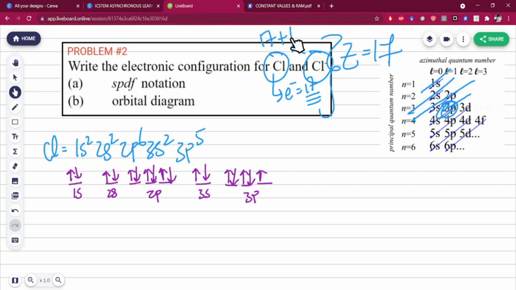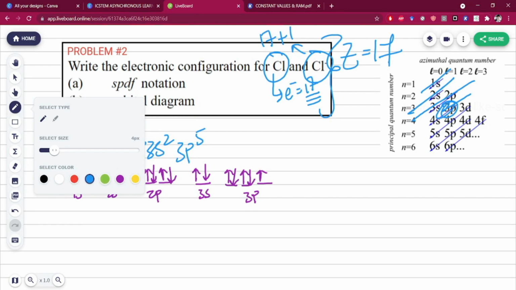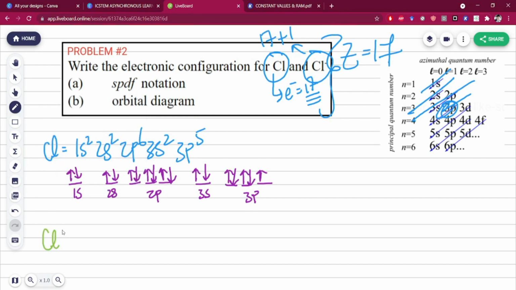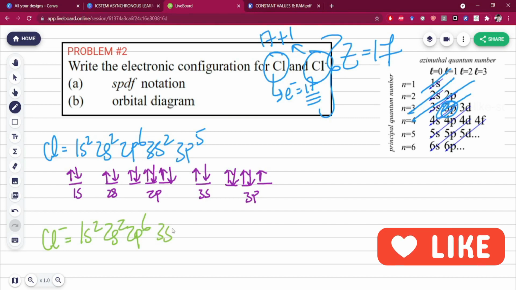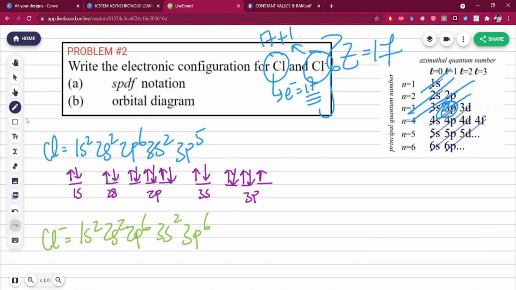Okay, now you're going to add 1 electron. So where are you going to put that additional electron for Cl minus? For Cl minus, then you're going to have 1s2, 2s2, 2p6, 3s2, 3p6, because you're going to add 1 electron here, isn't it? Therefore, for the orbital diagram, 1s, 2s, 2p, 3s, 3p. Okay, 1, 2.